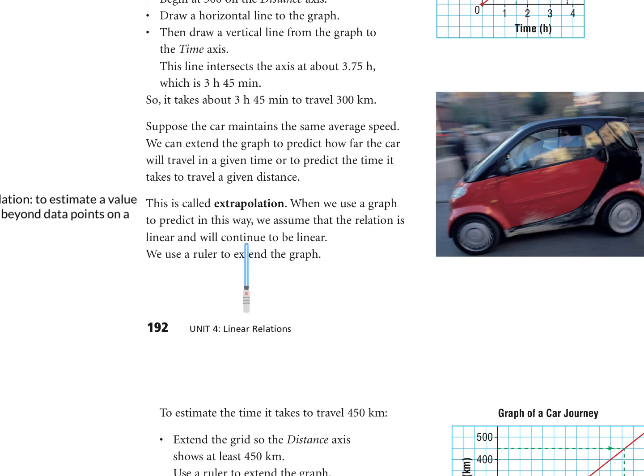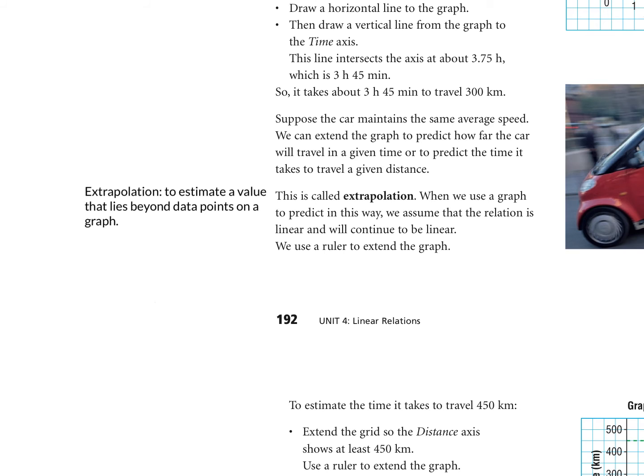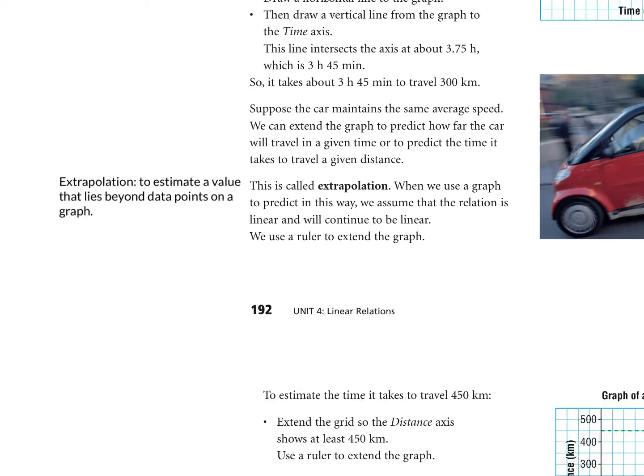We assume the relation is linear and it continues to be linear. We can use a ruler to extend the graph. So basically, when we extend our graph beyond the data and then make a prediction, this is called extrapolation. Extrapolation is to estimate a value that lies beyond the data points on your graph. So this is going beyond the data we have.